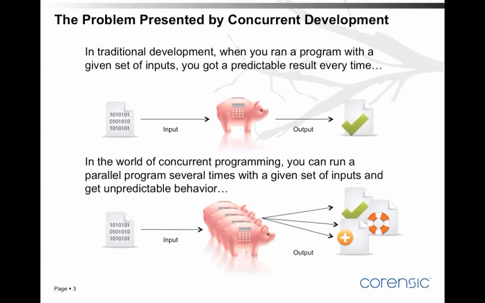In the world of concurrent programming, you can run a parallel program several times with a given set of inputs and get unpredictable behavior. That's because the operating system, the hardware, and other aspects of your personal computer or server will schedule threads in a different manner so that you can get a different result each time you run the application.